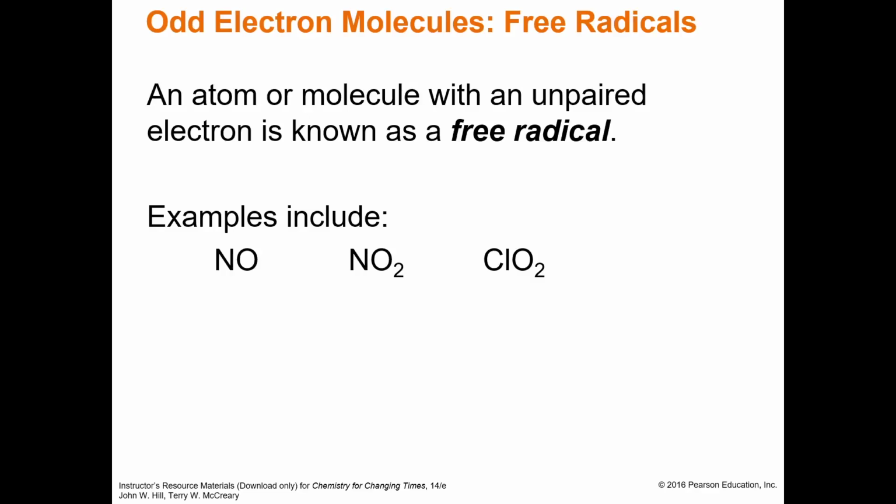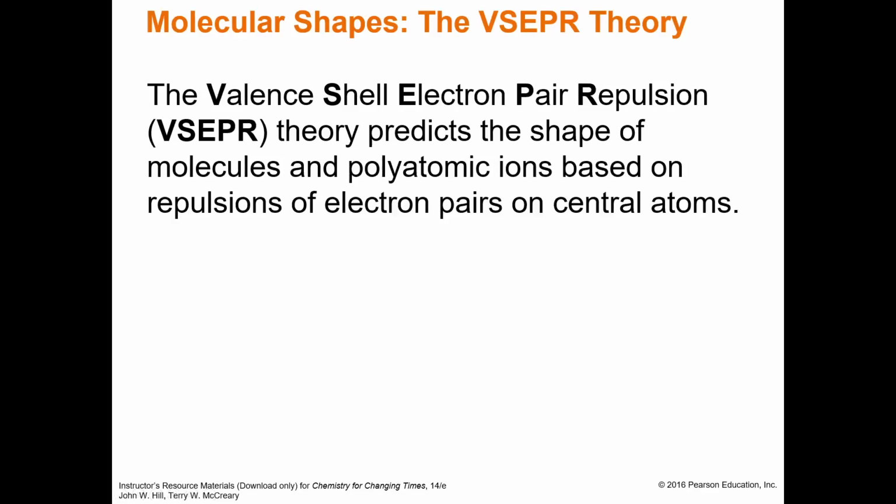So an atom or molecule with an unpaired electron is going to be known as a free radical. Some examples of this are things like NO and NO2. Collectively, these are known as NOx, and those are actually the source of smog, if you're curious. And things like ClO2, which is a chlorate.